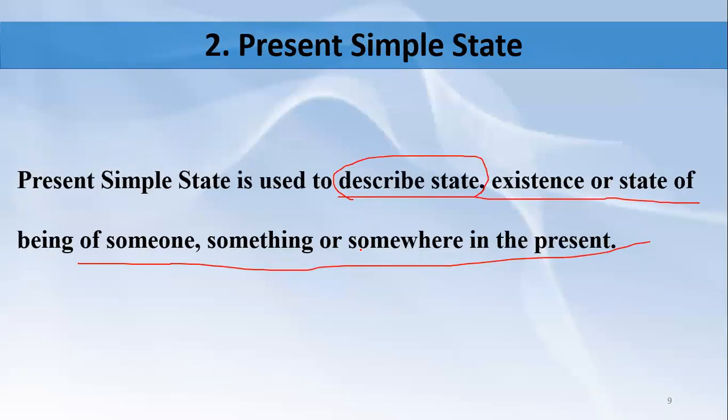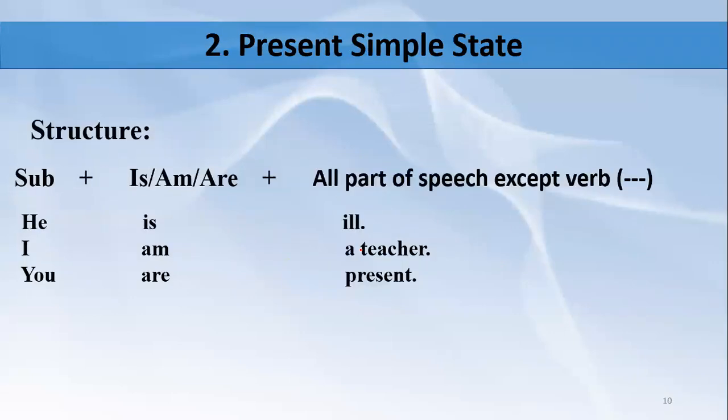Okay, so what is the structure for talking about the state of someone or something? The structure is a subject followed by is, am, or are according to the subject. Fine, like if the subject is he, she, it, then we have to write is. If the subject is I, then we have to use am, and if the subject is you, we, they, a plural noun, then we have to write are.